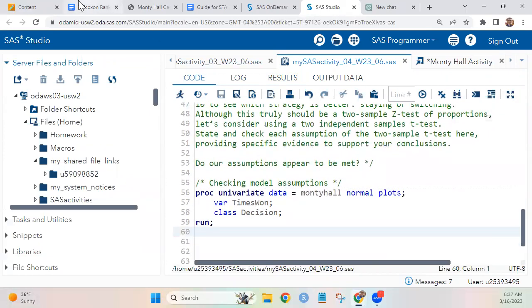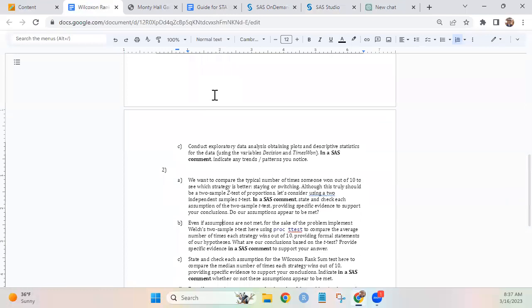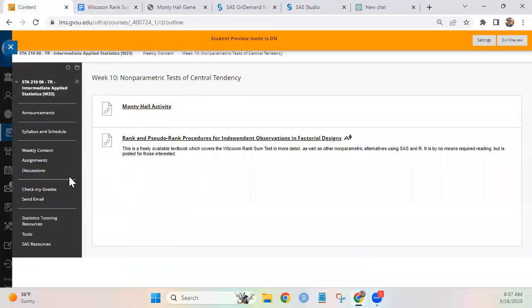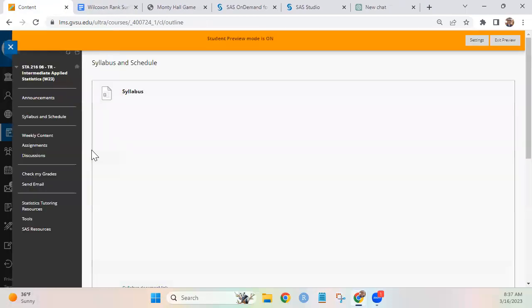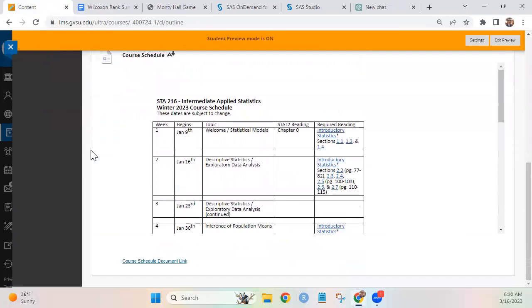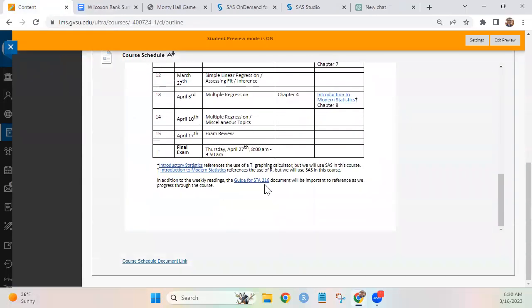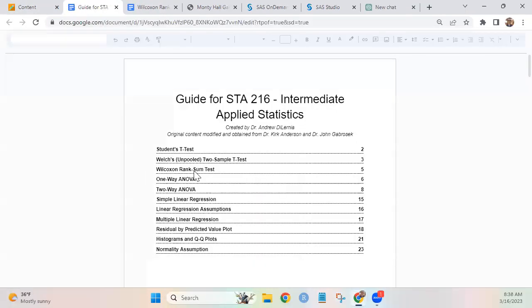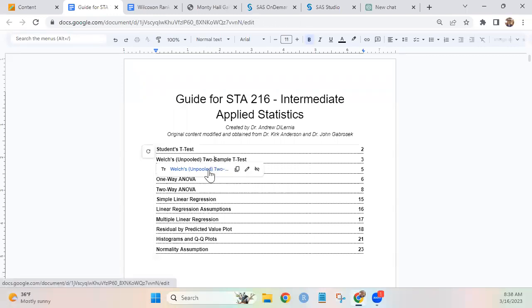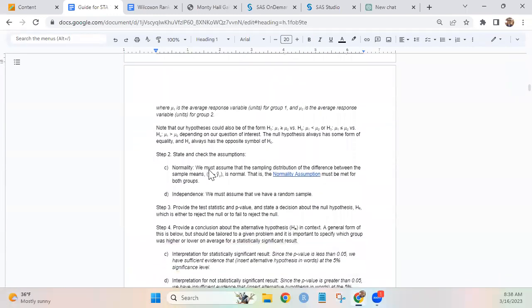For 2A, we were looking at using a 2-sample t-test, and we wanted to check the assumptions, right? It's been a bit since we looked at the 2-sample t-test, so probably pulling up the Guide for Stat 216 document is a good thing, which is always linked under the course schedule here. Okay. So let's look at the 2-sample t-test and remind ourselves of the assumptions here. So we had normality and independence.